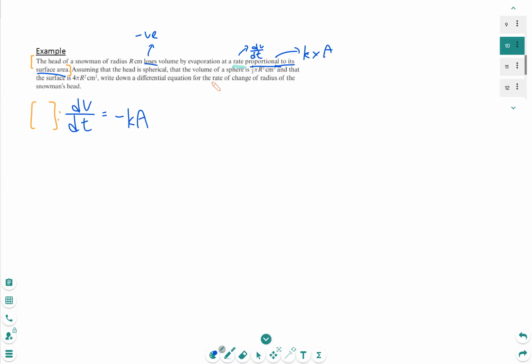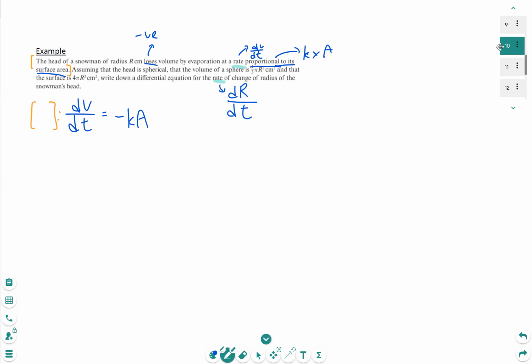Okay, another differentiation fraction: the radius of a snowman's head. So I want you to think about, what are we measuring in here? What is this rate measuring? What rate of change are we measuring in here? We're measuring the radius over time.